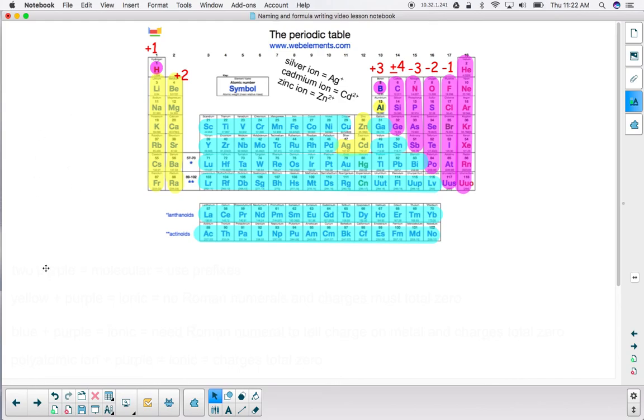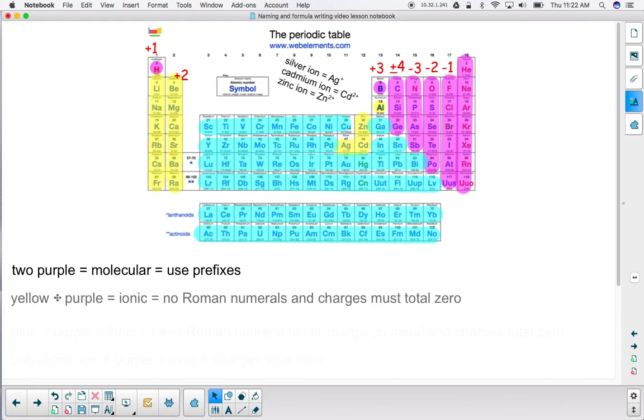If you have two elements that are colored purple, any two elements that are colored purple get together to form a molecular compound. With molecular compounds, you're going to need to use prefixes for both the naming purposes and also to tell how many of each element if you need to write a chemical formula.